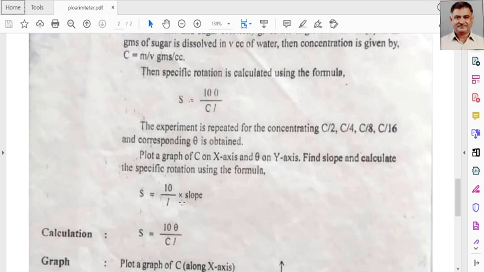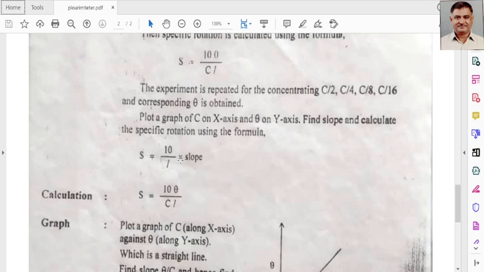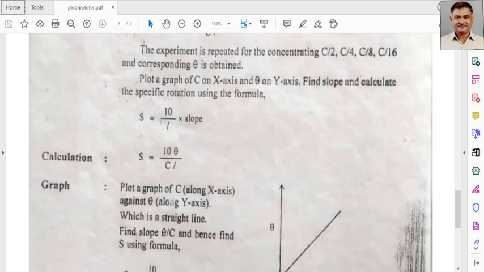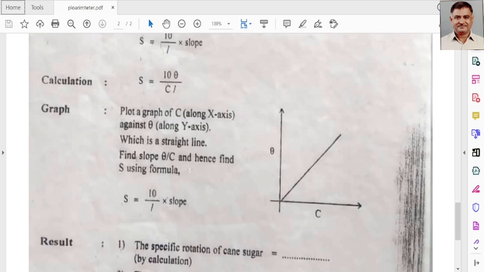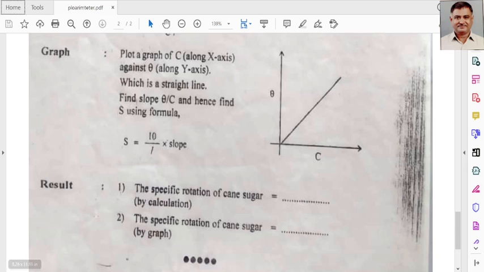This is the formula, and by this formula we will get S graphically, and by the calculation here we will get the value of S. Here it has been explained how to plot the graph. The values of C on the x-axis, values of theta on the y-axis, a straight line, and here we can take a slope. Afterwards we will write here the result, that is, the specific rotation of cane sugar so and so, and the specific rotation of cane sugar by graph.